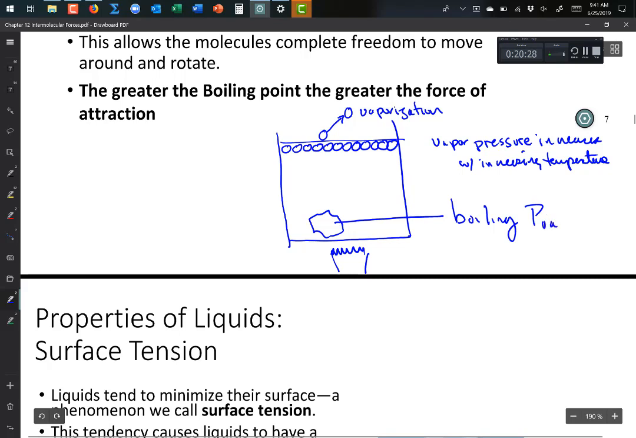P of the vapor equals the atmospheric pressure. Whatever the atmospheric pressure is. And so that's how you can get a liquid to boil. That's what boiling actually means.